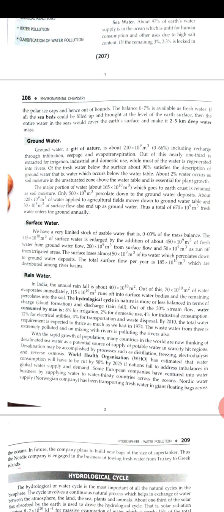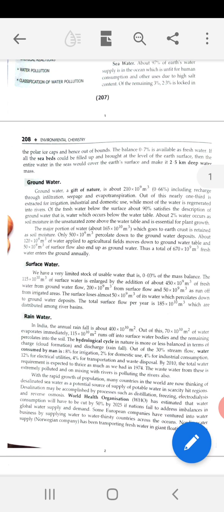Now groundwater. Groundwater, a gift of nature, is about 210 × 10^9 m³, and it is 0.66% including recharge through infiltration, seepage and evapotranspiration. Out of this, nearly 1/3 is extracted for irrigation, industrial and domestic use, while most of the water is regenerated into rivers. Of the fresh water below the surface, about 90% satisfies the description of groundwater, that is, water which occurs below the water table.